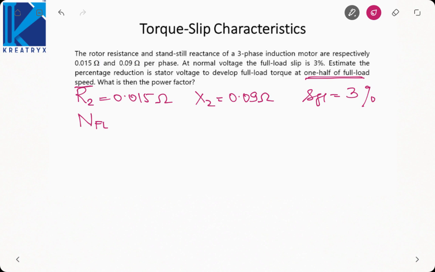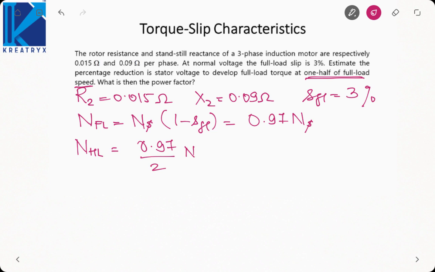So first let us calculate NFL. It is NS into 1 minus SFL, that is 0.97 NS. So what is half of full load speed? 0.97 by 2 NS, that is 0.485 NS. So what will be slip? 0.515. That will be the slip. Now it is saying we need to develop the same torque as the full load torque at half the full load speed. So let me say the voltage earlier was V, now it is changed to X into V.